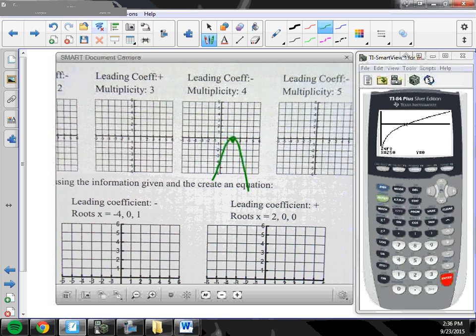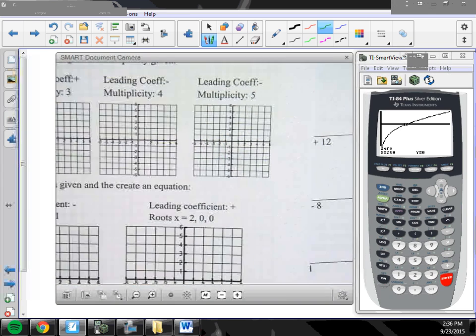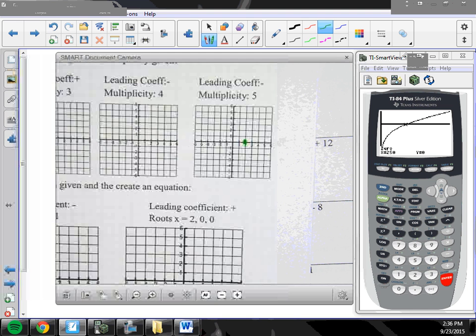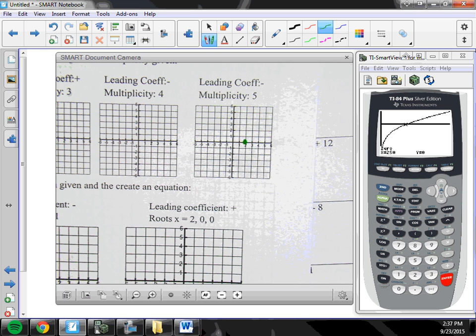Okay, multiplicity of 5. Leading coefficient is negative. So it looks just like an x to the 3rd, only it's a little bit narrower. But again, you can change how narrow a graph is by dividing it by 2, or multiplying it by 2. So it comes down, saddles, and then goes out like that. Okay, so how does that help us?